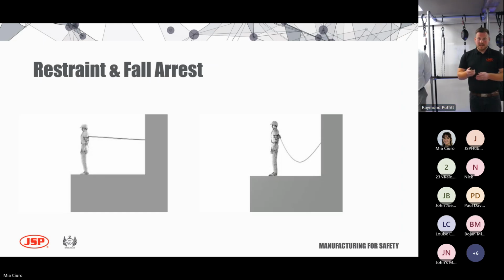Okay, that's for the man on the other side there. Fall arrest: he's gone too far, his lanyard's too far, and he's in a fall arrest situation. He's actually gone over an edge and been put into a fall arrest situation. Okay.